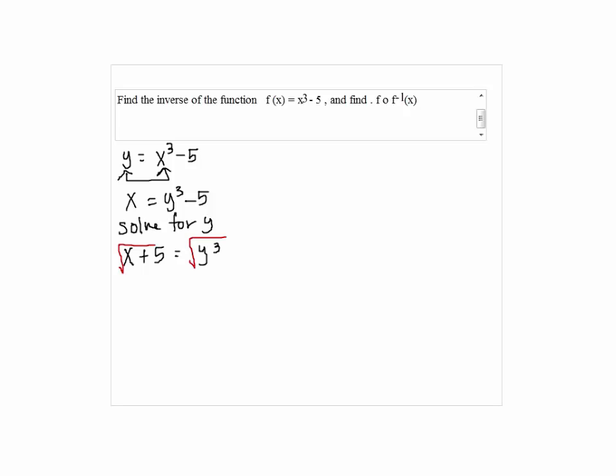Taking the cube roots on both sides, we have the cube root of x plus 5 equals y. So the answer will be f inverse of x equals the cube root of x plus 5.